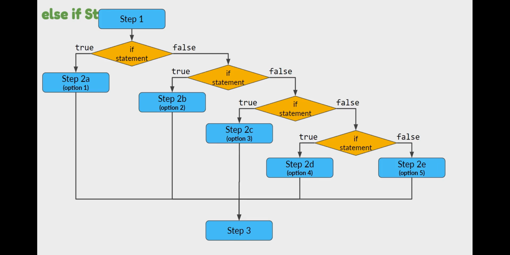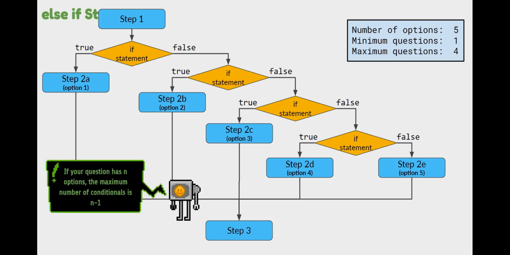Here is a bigger example in which we have 5 options. When we have 5 options, again, the minimum question is always going to be 1. We get that question right the first time. The maximum number of questions is going to be 4. If we got 4 questions wrong in a row, we know the only option left is the 5th option. So if your question has n options, the maximum number of conditionals is n minus 1.